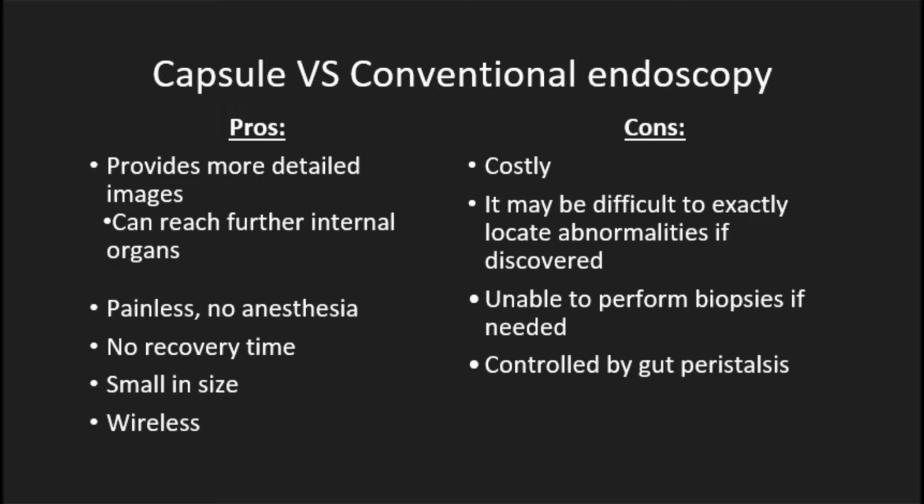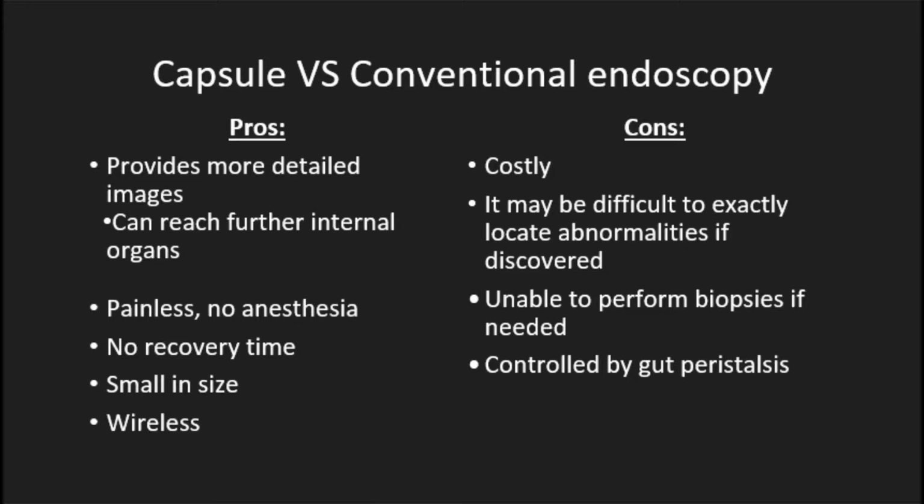Furthermore, the traditional endoscope poses greater risks than the capsule, as a rigid tube may puncture the internal lining of organs and cause bleeding, which could lead to infection. The capsule, on the other hand, has lower risks of complications.